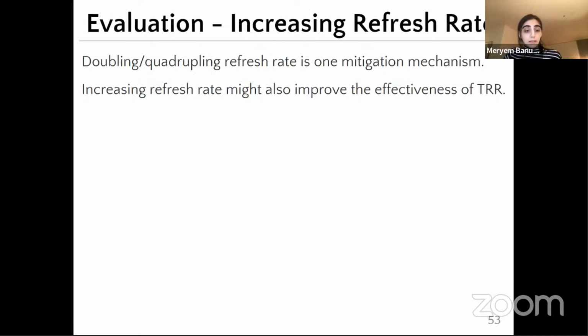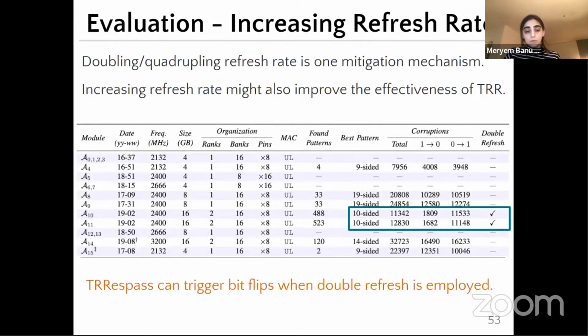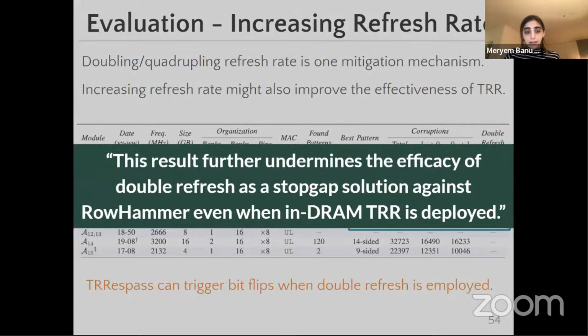Another important result to see is the effectiveness of increasing the refresh rate. Increasing the refresh rate is a solution by itself, since doing so reduces the amount of time available for hammering. Also, since TRR acts mainly at refresh time, doubling the refresh operations could improve TRR security guarantees by forcing the inhibitor to operate more frequently and refresh more victim rows. However, as the results show, TRR can trigger bit flips even when the refresh rate is doubled for several DRAM modules. So the key takeaway is that this result further undermines the efficacy of double refresh as a stopgap solution against RowHammer, even when in-DRAM TRR is deployed.